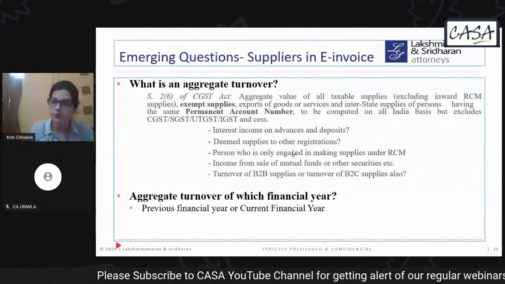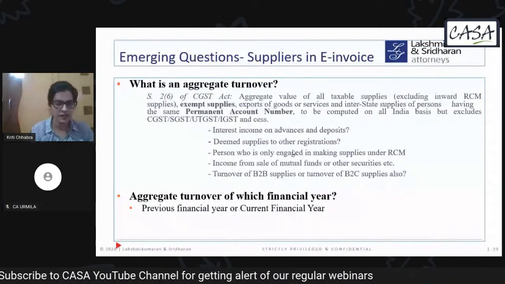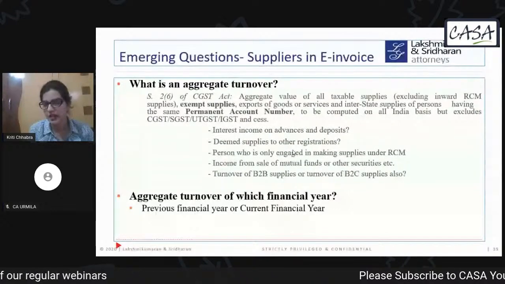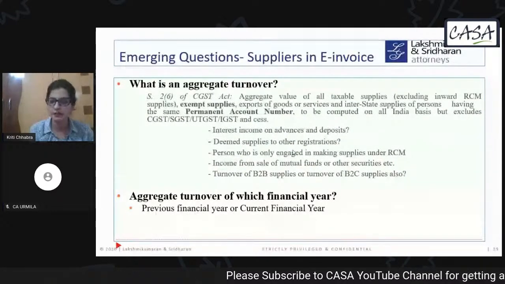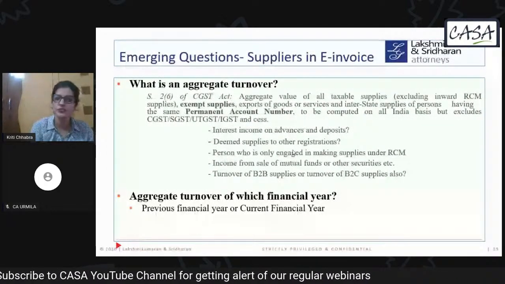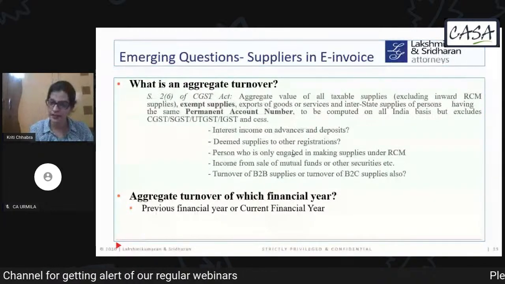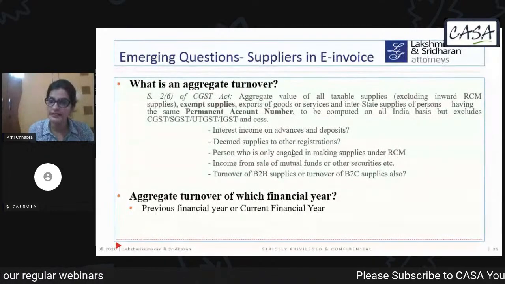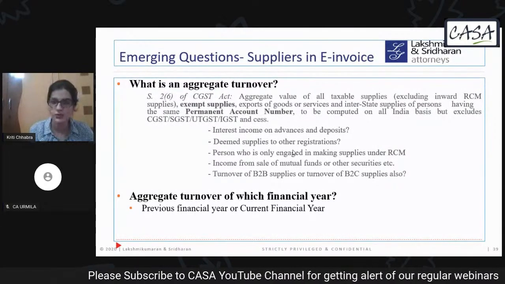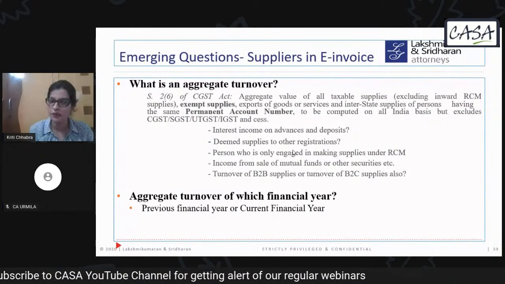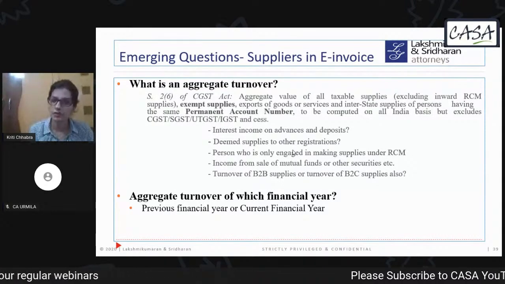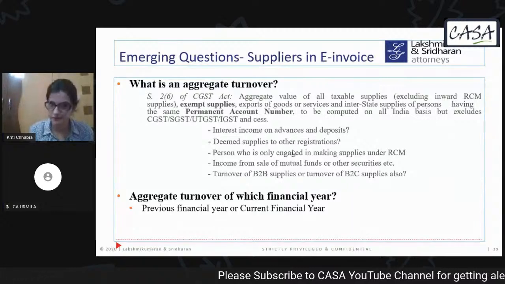Next question: the person who is only engaged in making supplies under RCM, for example GTA, who have opted for the 5% RCM route, or legal service providers like lawyers who are only engaged in making supplies on which the recipient has to pay tax under RCM. In my view, again, if you see the aggregate value, that excludes inward supplies of RCM. That does not include outward supply of RCM. So even those persons are required to follow this e-invoicing scheme in case their turnover exceeds 500 crore, even if they are not required to pay any tax on their supplies themselves.